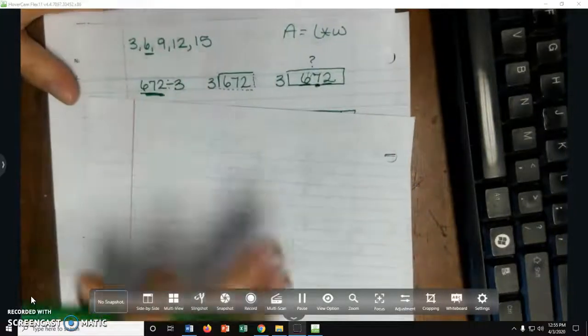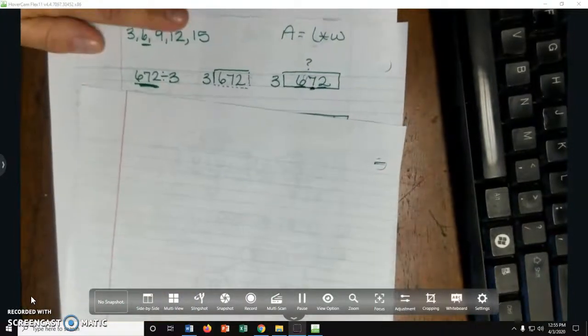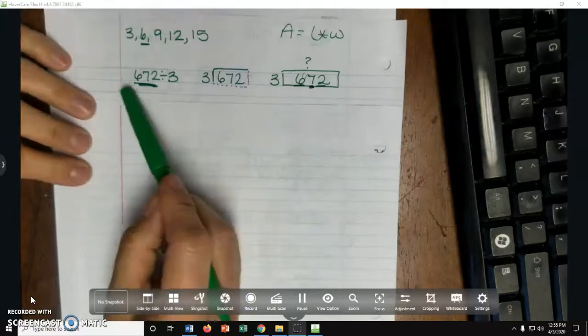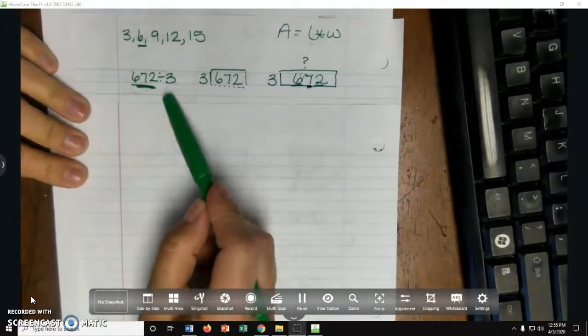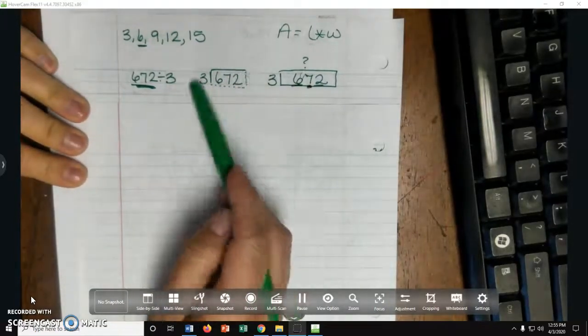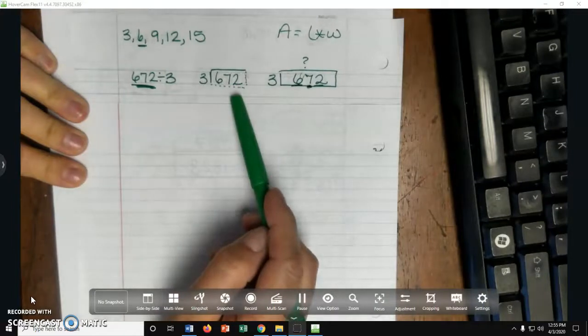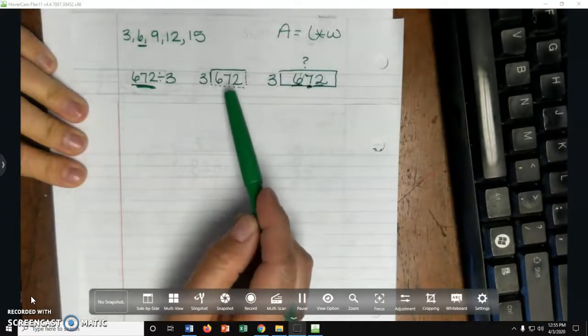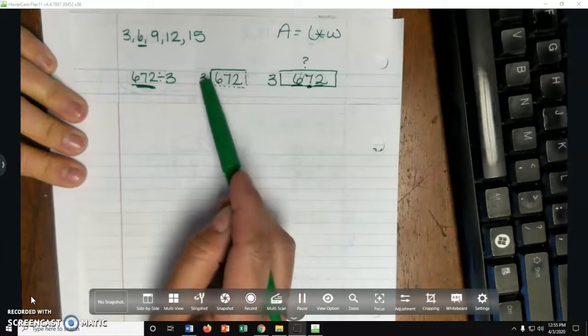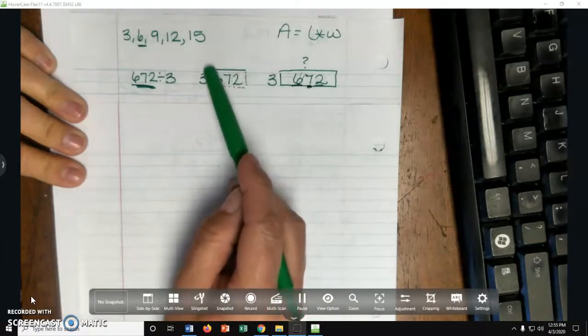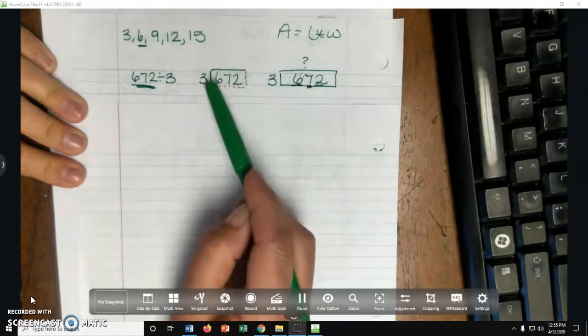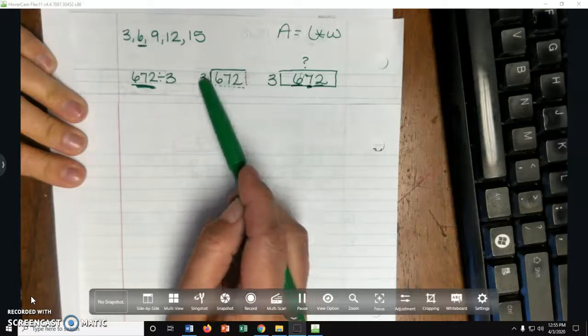The example problem that I show you is 672 divided by 3. You're going to see it written this way. We can also write this like this, using our standard algorithm. When we're looking at this, what I want you to understand is that this division bar is really, we could say, half of a rectangle.